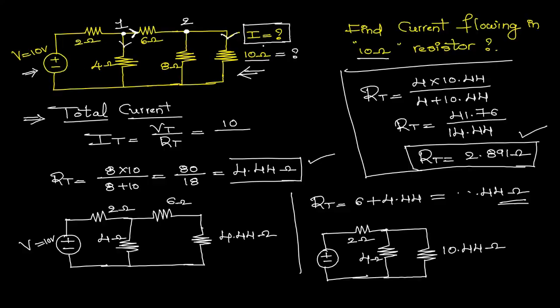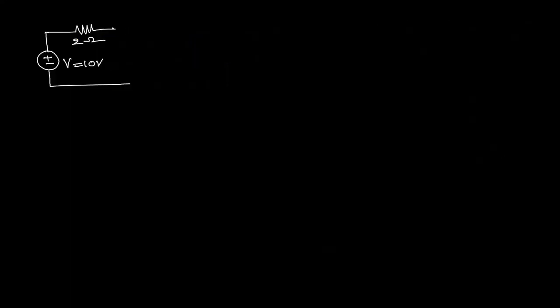Now see here, I am going to replace this value, or redraw the network. Just see here. This one is the 2 ohms, this one is the 2 ohms, and this is V equal to 10 volts. And instead of the parallel combination of 4 and 10.44, we got the value 2.891 ohms, so I am directly placing that value here. Now 2 ohms and 2.891 ohms are both connected in series.